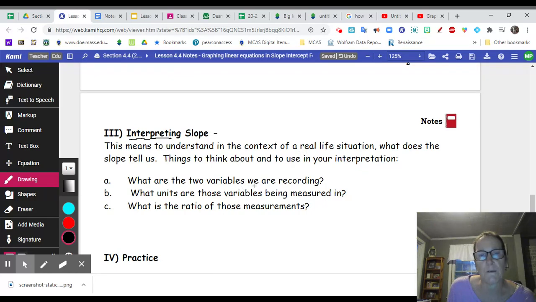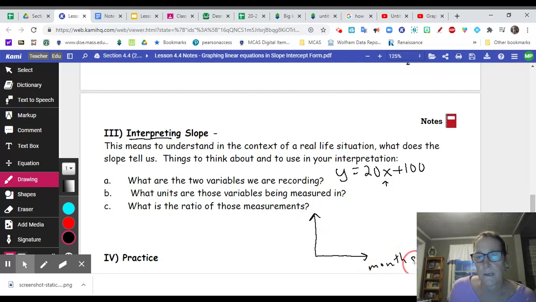And what are the two variables in the problem? So when we had an equation about savings, one of the equations was this: y equals 20x plus 100. And when we graph that, we'd be looking at the x-axis. I think it was weeks or months. Let's say it was months. And the y-axis was dollars saved.